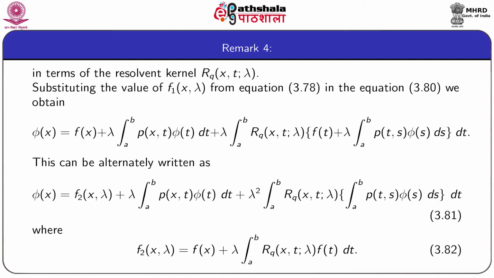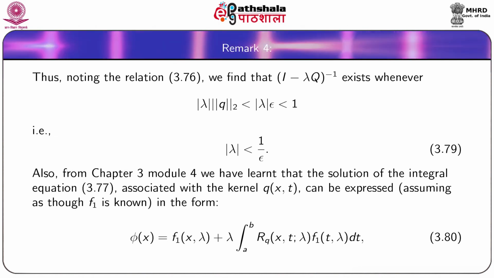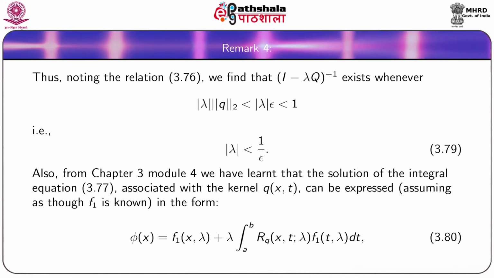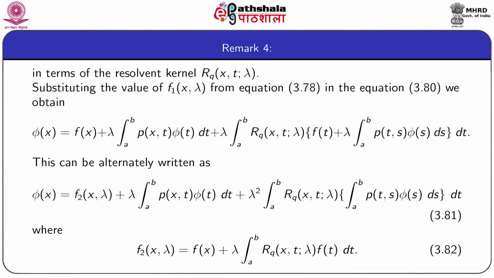Now we know that p(x,t) is the finite sum of a_i(x) into b_i(t). We substitute p(x,t) in this expression 3.81 to get a long expression as given by this. We can note here that the function f2(lambda) is equal to 0 whenever f(x) is equal to 0, as seen in equation 3.82.